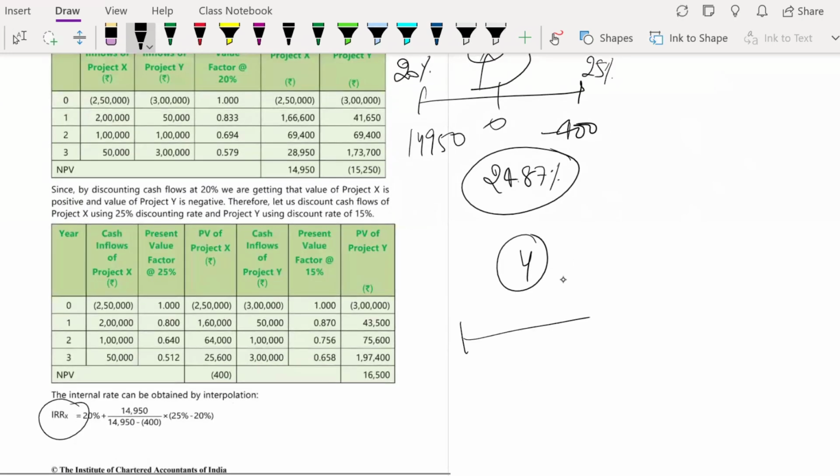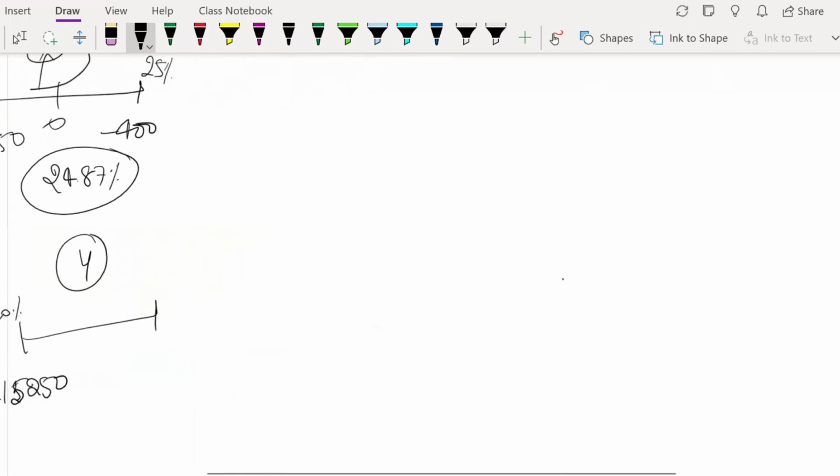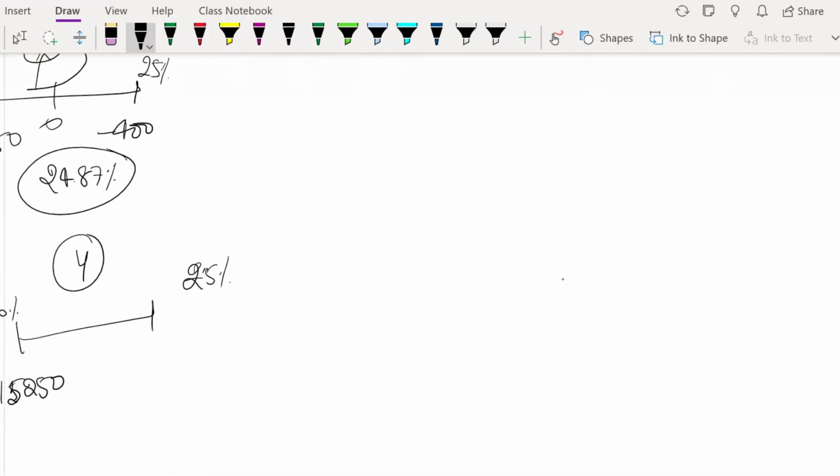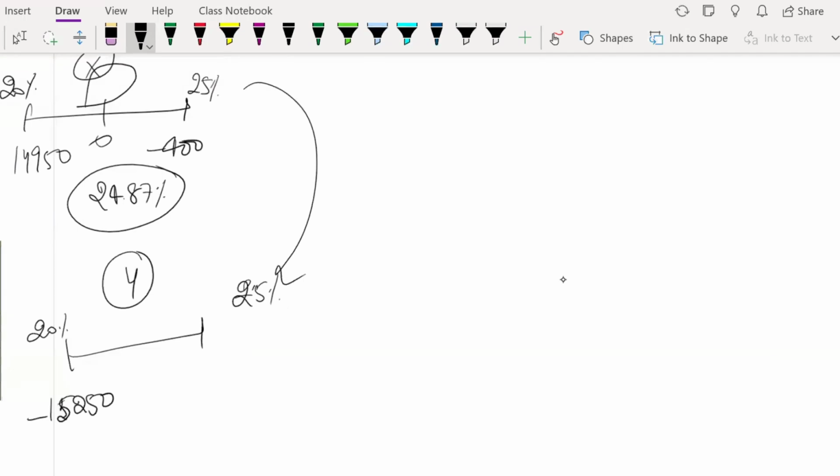For Y, at 20% they got minus 15,250. Now you tell me which next factor they should choose, 25% or what? What did I tell you? The higher the discounting factor, the lower will be the value. So it will go more negative only. Positive will not come. We need a positive NPV and a negative NPV to find out IRR. So if you were there in the exam, which discounting factor would you have used for project Y to find out a positive NPV?